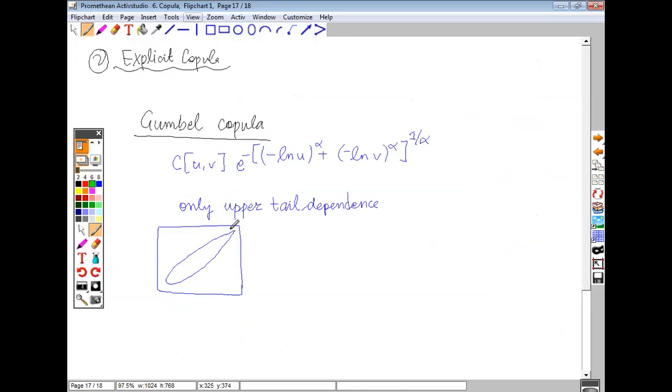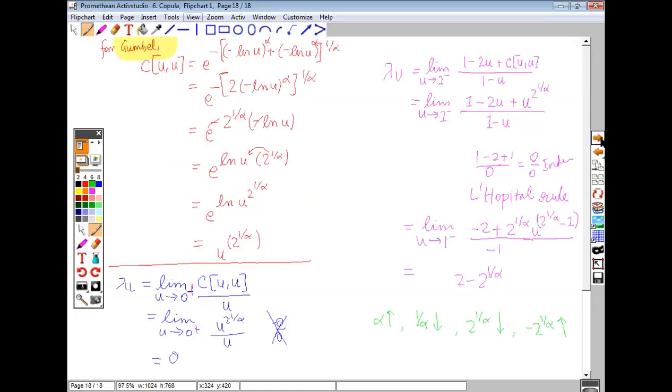So the higher the value of alpha you have, the more strict this will be. And the lower the value of alpha, it's going to go wide. So this is a bit about the Gumbel copula.